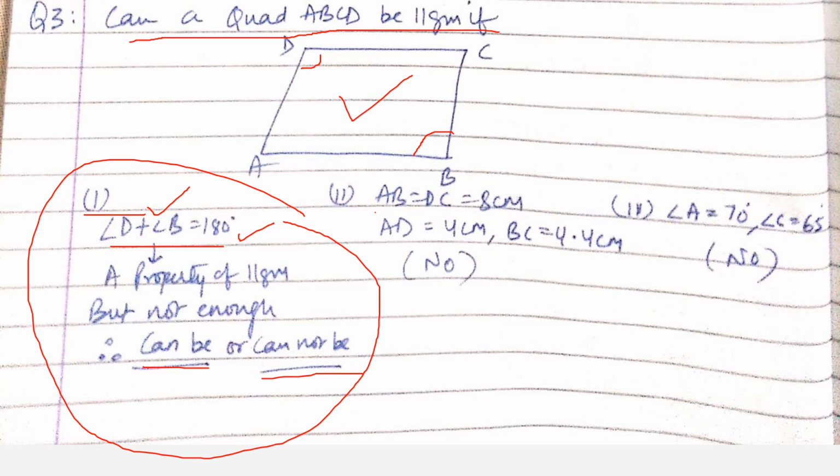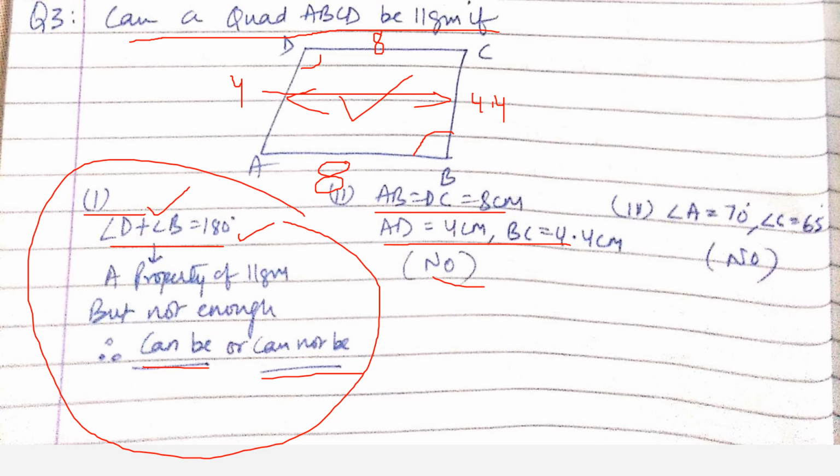Second part is saying AB equal to DC equal to 8 centimeter. So AB is 8, DC is 8. This we have studied. Opposite sides are equal. Very good. It is okay. Second, it's saying AD is 4, BC is 4.4. This is 4 and this is 4.4. Are these two equal? No. And we have studied that such a case is not possible in a parallelogram. So this is not a parallelogram.